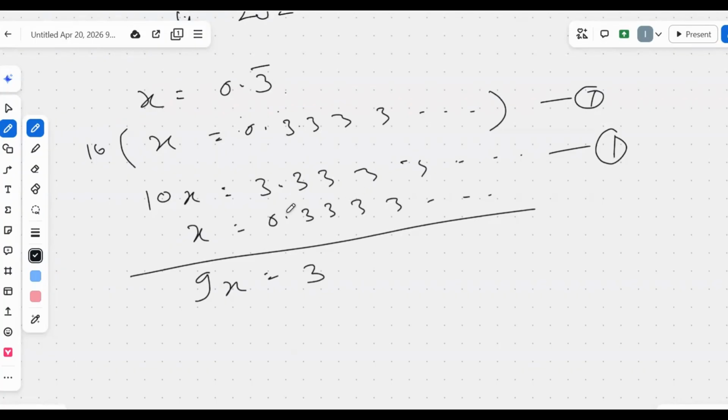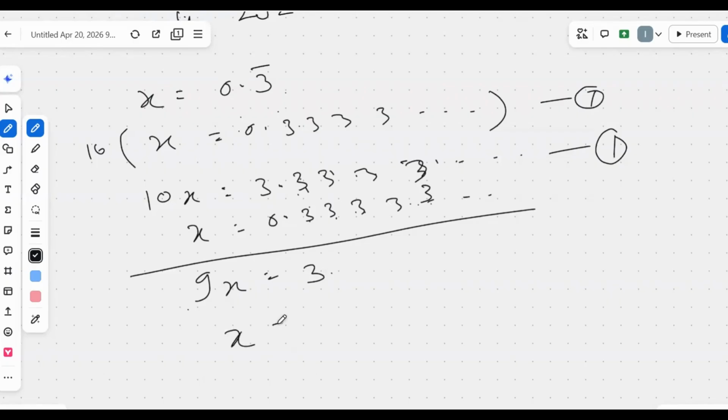Yes, after the decimal you are subtracting. 3 minus 3 is going to be 0, right? For each term we are doing the same. All the recurring terms we are subtracting with the same number, so they are going to be reduced. So the answer for this one is going to be 3 only.